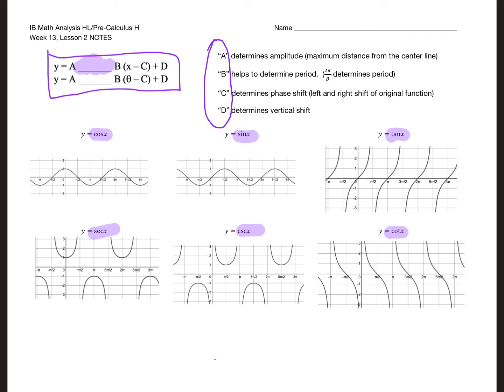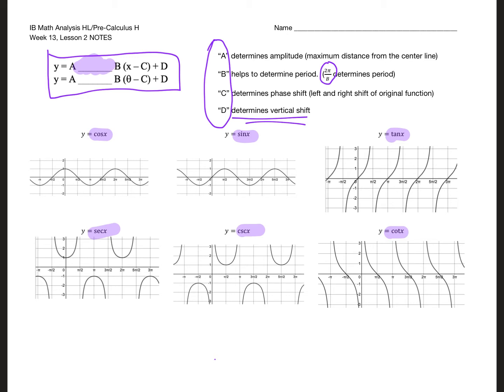A is amplitude. B helps you determine the period, but there's a little formula that you have to do. C determines whether it moves left or right. It's kind of the opposite of what you think it's going to be, and that's because it's in parentheses. And then D determines the vertical shift, whether it's been moved up or down.